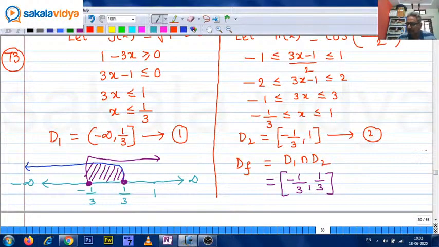You check it now. Option 4. Exactly correct. Option 4.